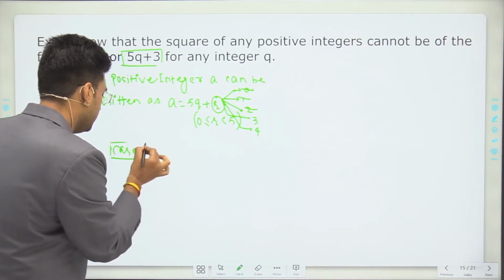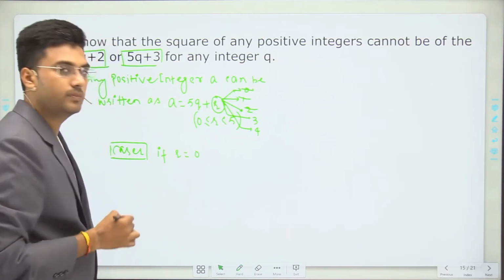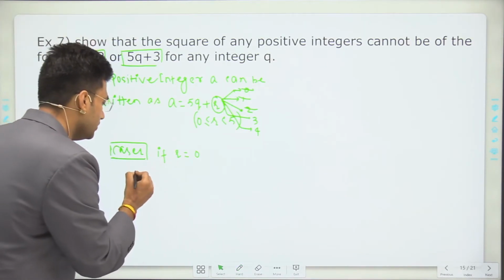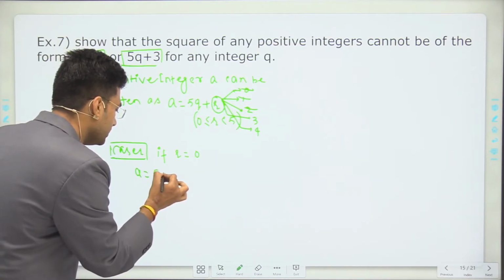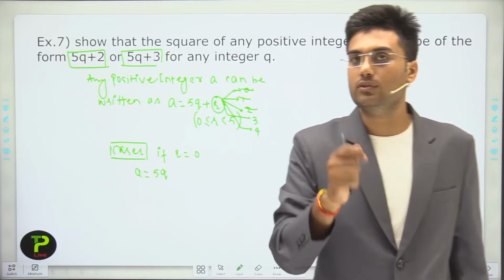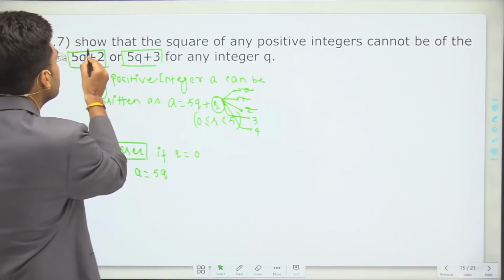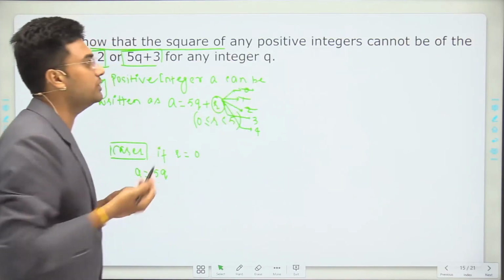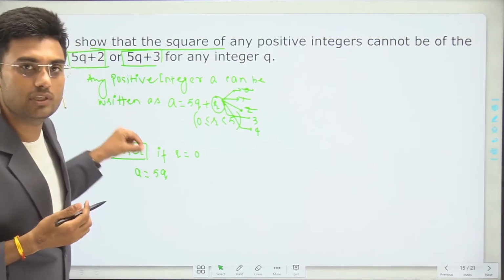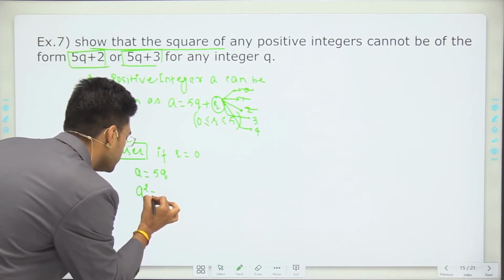Case 1, if r is equal to 0. If r is equal to 0, then a is equal to what? A is equal to 5q. And students, we have to show the form of the square of a positive integer.